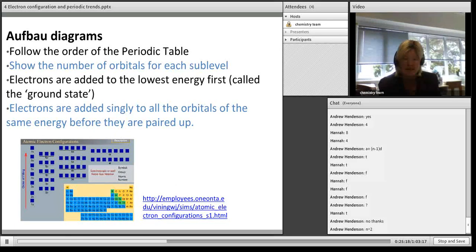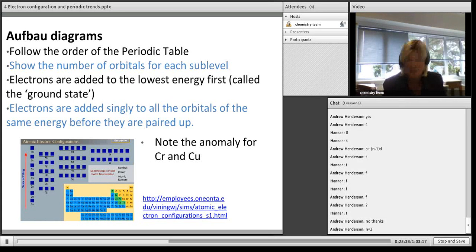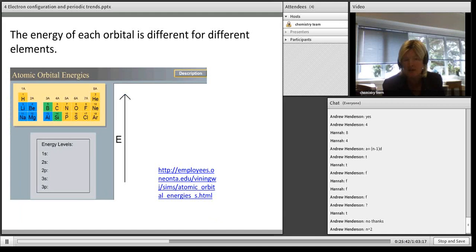And that helps explain why your chromium has that funny electron configuration where it's changed. From 4s2 it becomes 4s1 and then it goes to the 3d. Okay, so that's a really important thing about noting the anomaly. They don't ask it every year, but they ask it more often than not. They'll ask you for the chromium or the copper electron configuration.